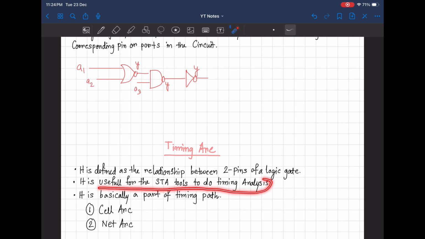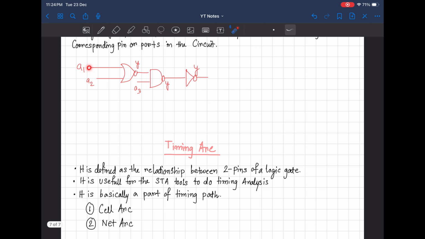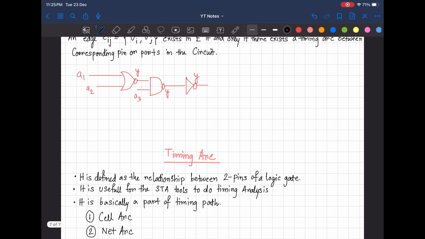It is very useful for the STA tool to do the timing analysis properly. There are two types of timing arcs, cell arc and net arc. As I said, suppose this is one point and this is another point, so this is a net arc, and in between there are two points. This can be represented as a cell arc. Let's take one example, and I will try to represent this example as a timing graph with the help of timing arcs and timing paths.